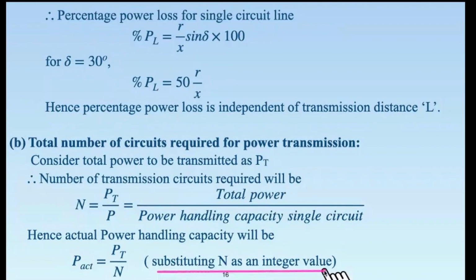Okay. When you round up this value of n to an integer, you are actually handling a different amount of power by every circuit, because your number is arrived at by assuming a slightly higher value.